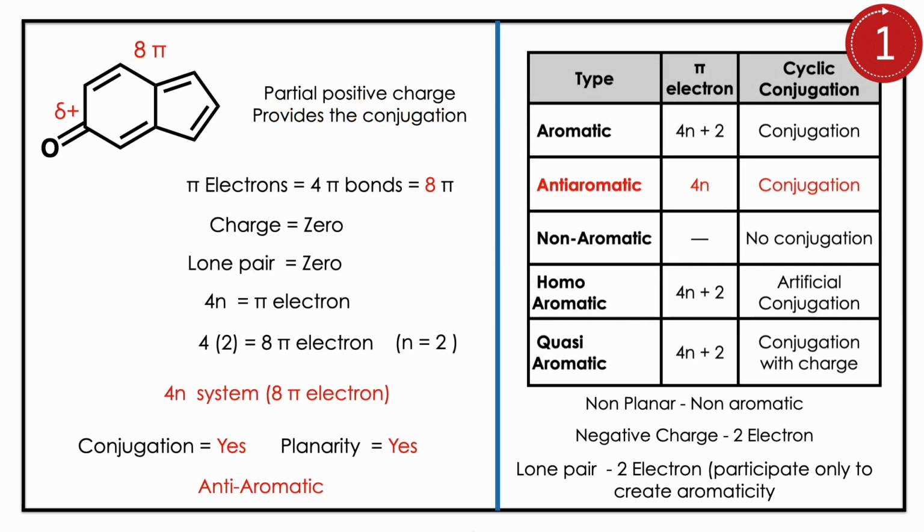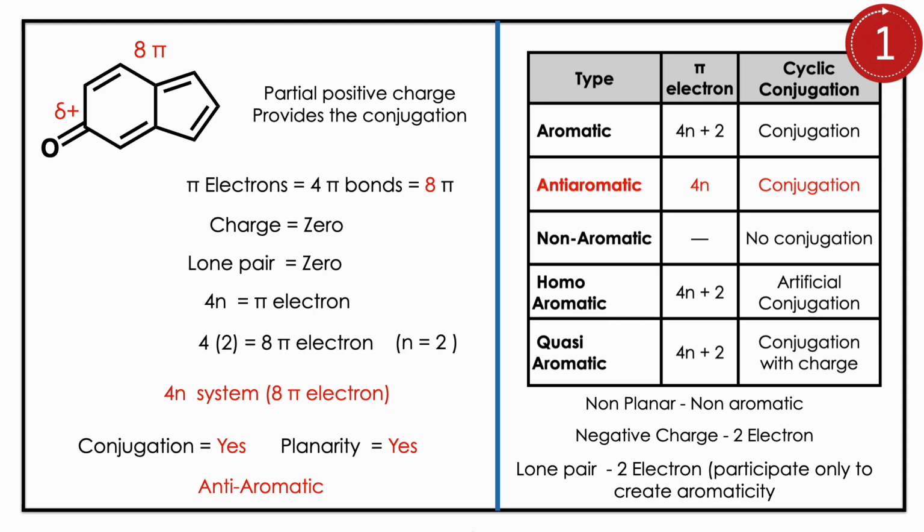Here you have a fused system. A conjugated ketone is there. A conjugated ketone can create a partial positive charge because carbon is less electronegative than oxygen. So the partial positive charge helps delocalization. So totally, if you count the pi bonds, 4 pi bonds, charge is 0. Charge contribution is 0 because a positive charge cannot contribute to the system.